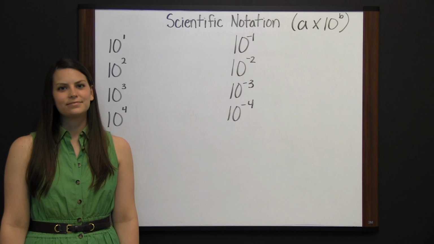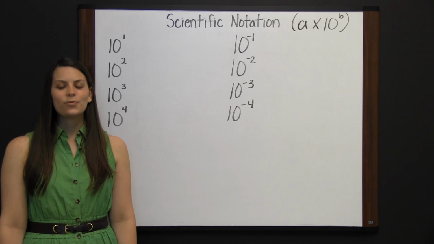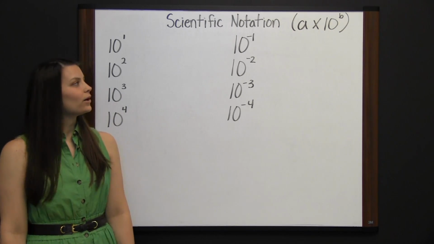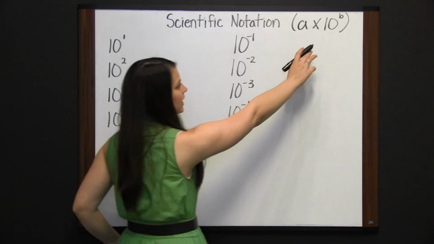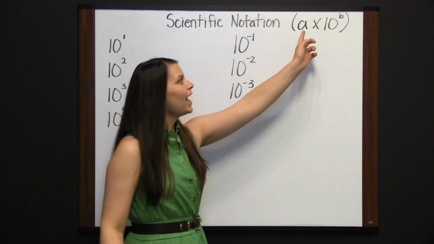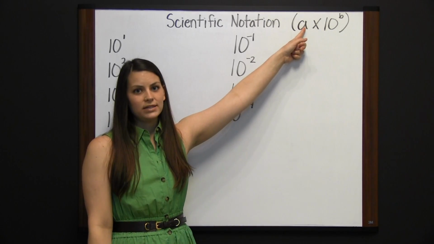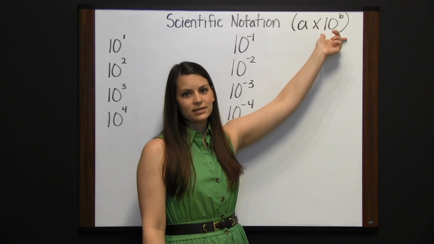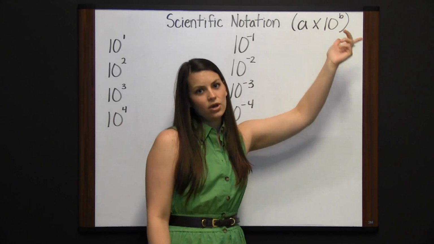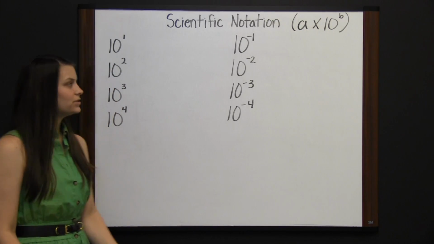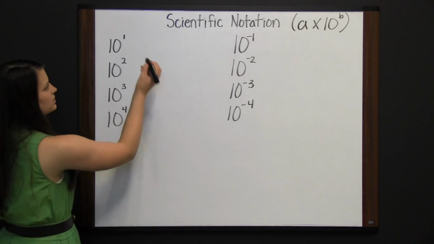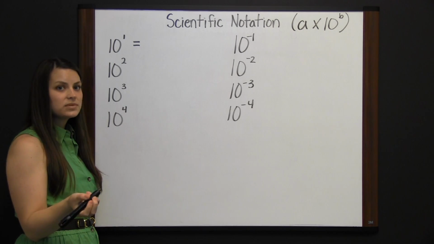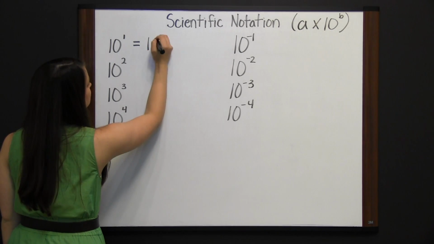Scientific notation. Scientific notation is a way to express very large or very small numbers in the form a times 10 to the b, where a is a number between 1 and 10, and b is an integer. We're going to focus on this last part, 10 to the b, or 10 raised to an integer, first. So let's look at 10 to the first power. 10 to the first power is 10 times itself one time, or just 10.